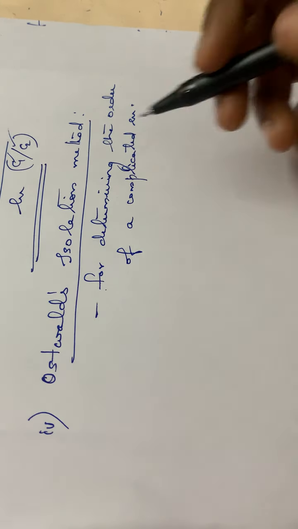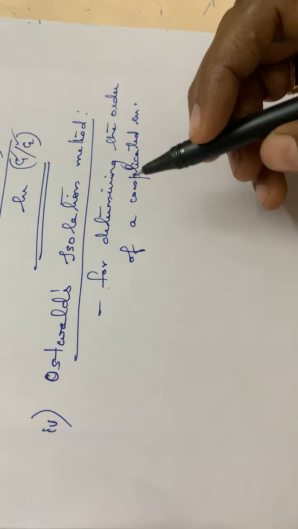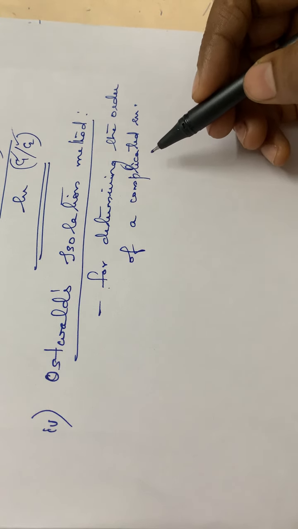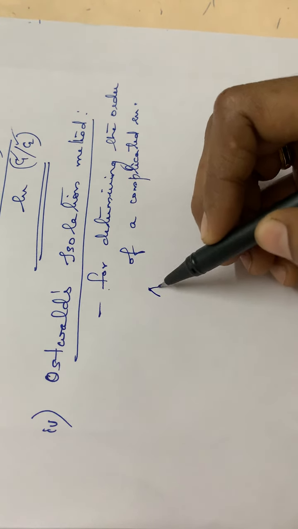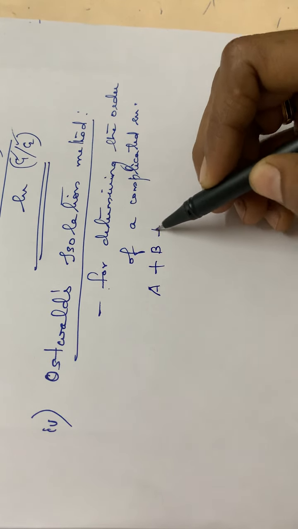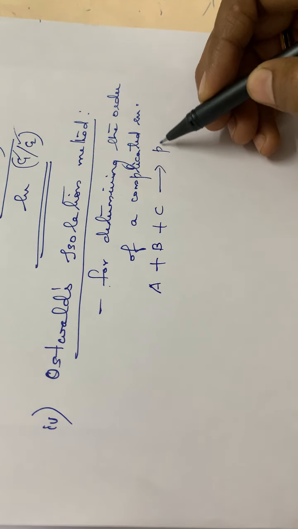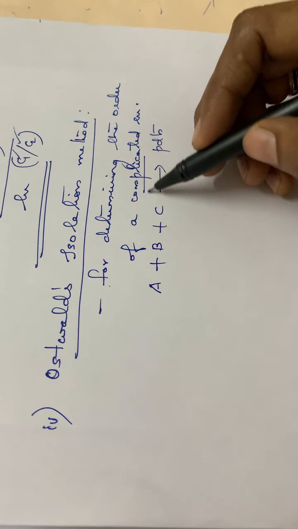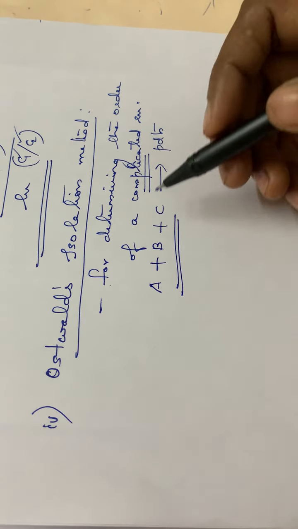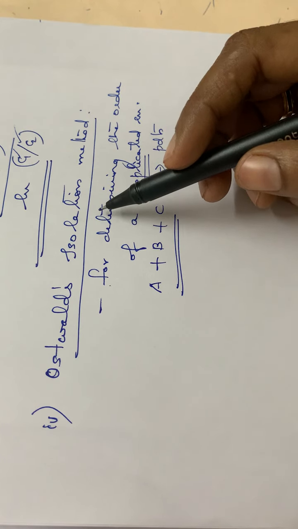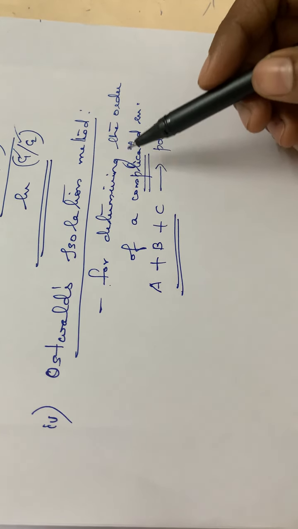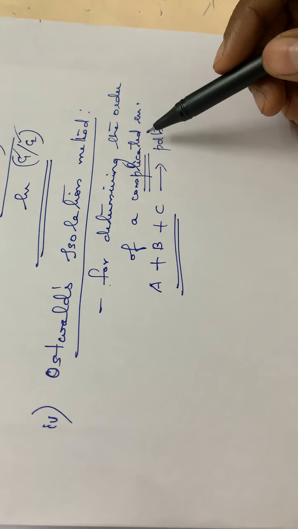Complicated reaction means, till now we have seen only two reactants or one reactant. But in the case of a complicated reaction, the general expression will be like this: A plus B plus C giving products. That means more than two reactants will be there. So this is a complicated reaction, and in this case we use Ostwald's isolation method.